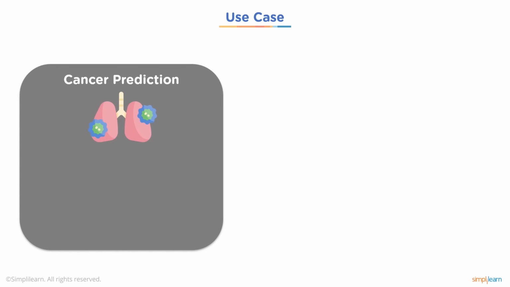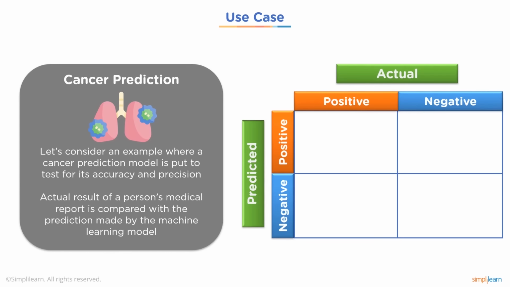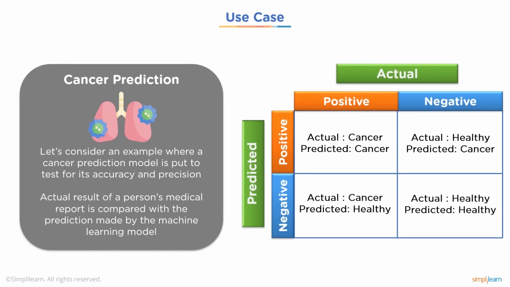So in a use case like cancer prediction, let's consider an example where a cancer prediction model is put to the test for its accuracy and precision. The actual result of a person's medical report is compared with the prediction made by the machine learning model. And so you can see here's our actual and predicted, whether they have cancer or not. Cancer is a big one. You don't want to have a false negative. In other words, you don't want it to tell you that you don't have cancer when you do. So that would be something you'd really be looking for in this particular domain.